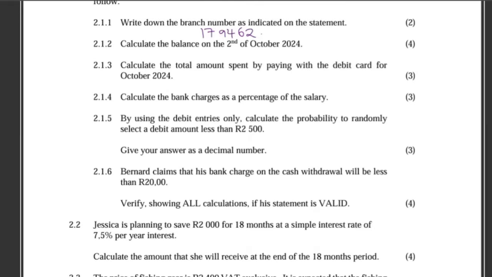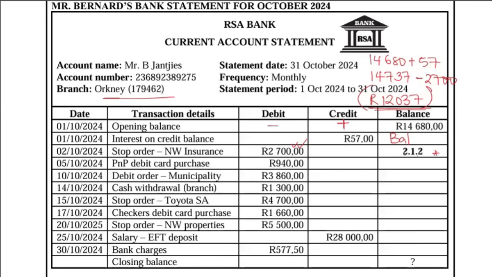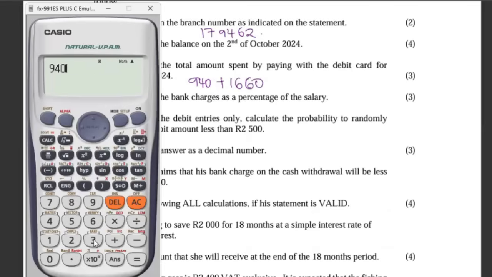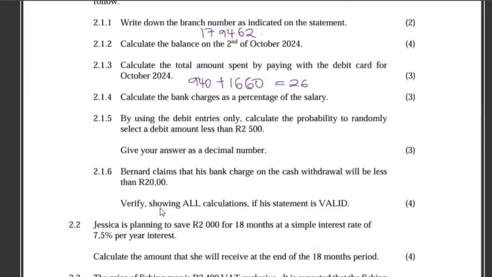Calculate the total amount spent by paying with the debit card for October. So there's this debit card payment done here, and there's another one, it's this. So we're going to get this money here plus this money together. So we are going to say 940 plus 1,660. Pick your calculator to avoid errors. 940 plus 1,660. You get your answer, 2,600.